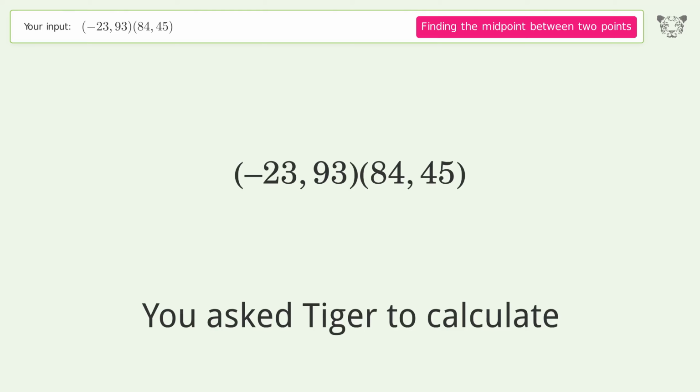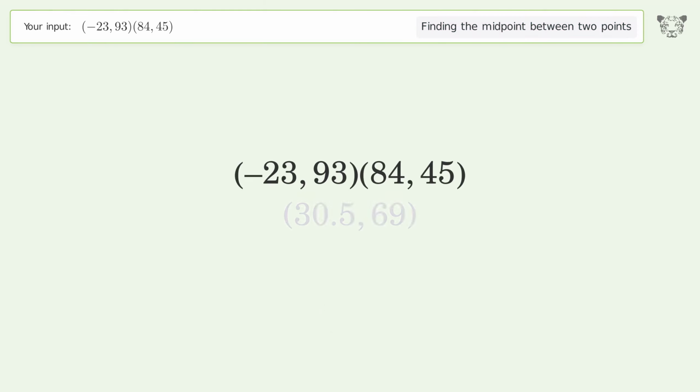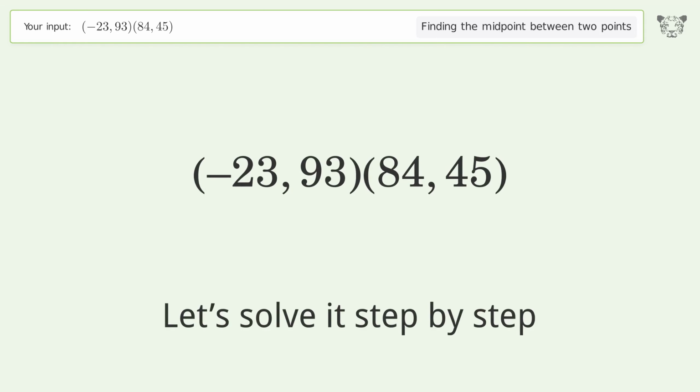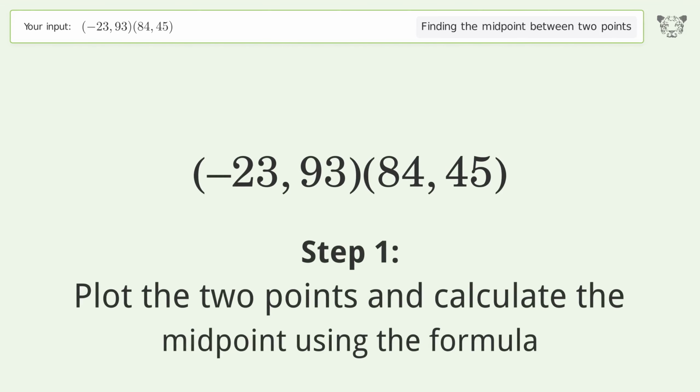You ask Tiger to calculate. This deals with finding the midpoint between 2 points. The midpoint between the 2 points is 30.5, 69. Let's solve it step by step. Plot the 2 points and calculate the midpoint using the formula.